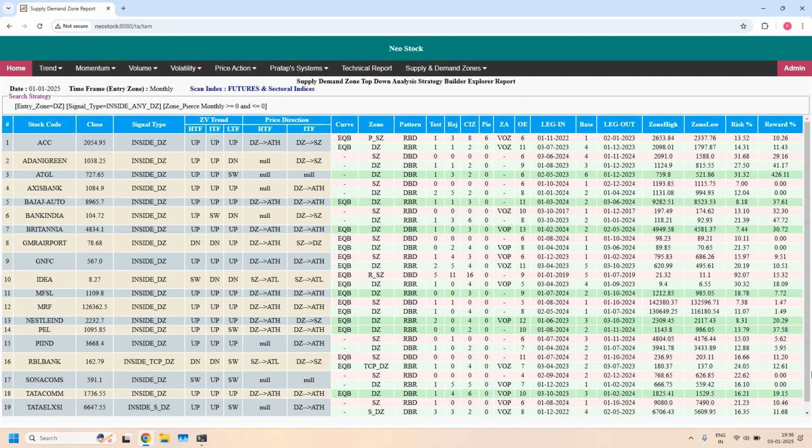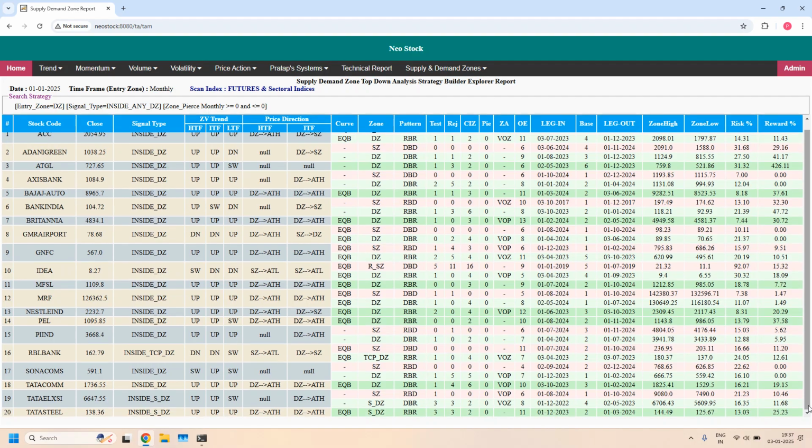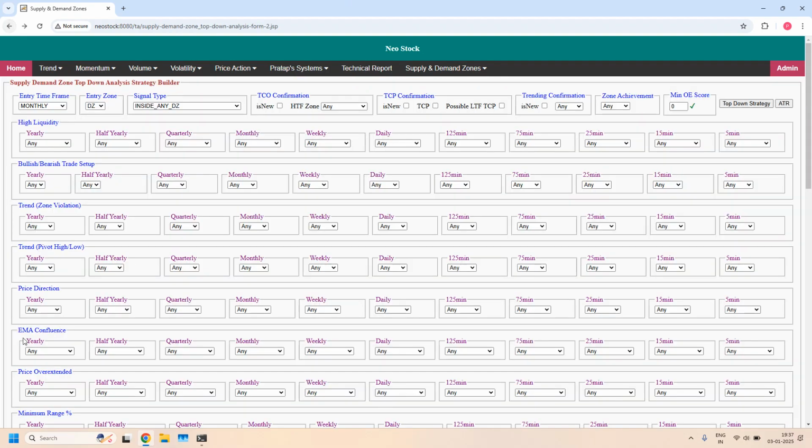We got around 20 stocks. First 19 stocks in the list. I am scrolling the list down. So total 20 stocks are filtered where price closed inside the monthly demand zone. And we can further filter this list by adding monthly EMA Confluence so that there could be even more high probability setups supported by monthly demand zones.